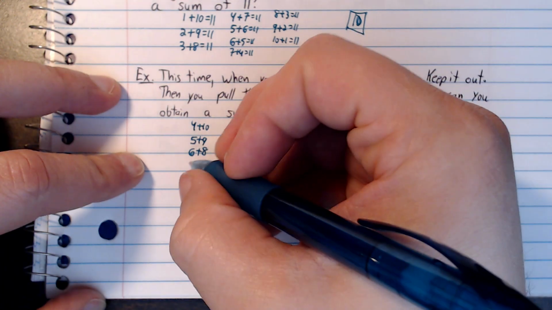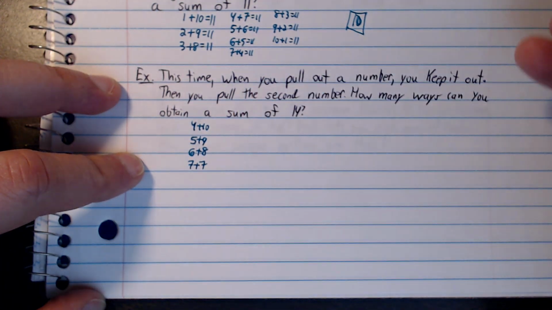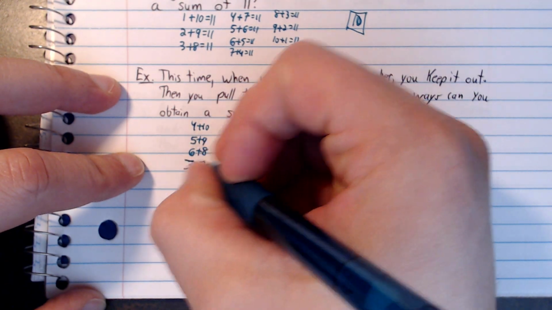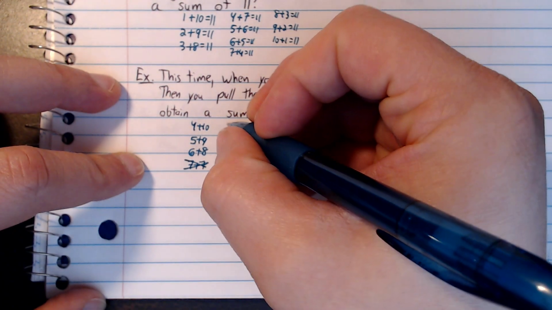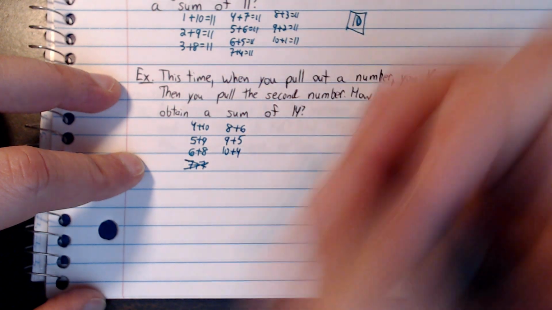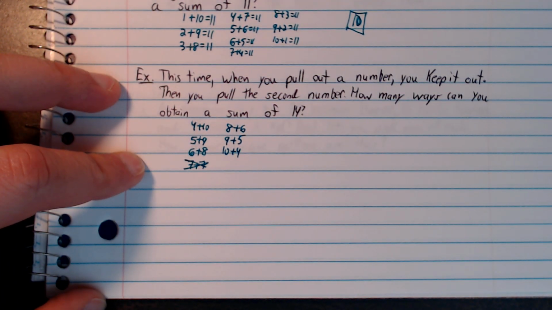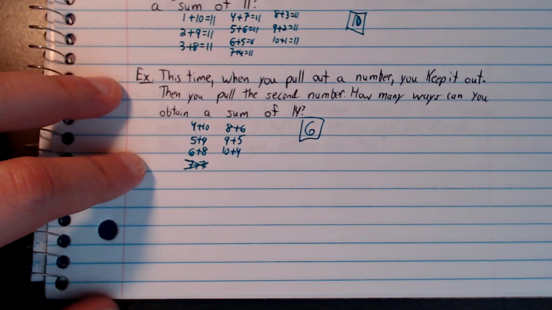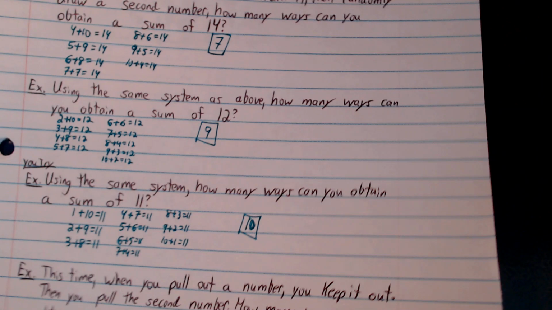But here, this 7 plus 7 doesn't work because when we pulled out the 7 the first time, we can't replace it. So there's no way for us to pull out a 7 a second time in a row. 8 plus 6, 9 plus 5, and 10 plus 4, those all still exist. So it's the same kind of idea where we're still adding up to 14, but if we can't replace a number or use it twice, you're not going to have that situation. So this time, there's only 6 ways. Right, so pretty interesting. That's considered a type of game. We're going to look at some other situations too.